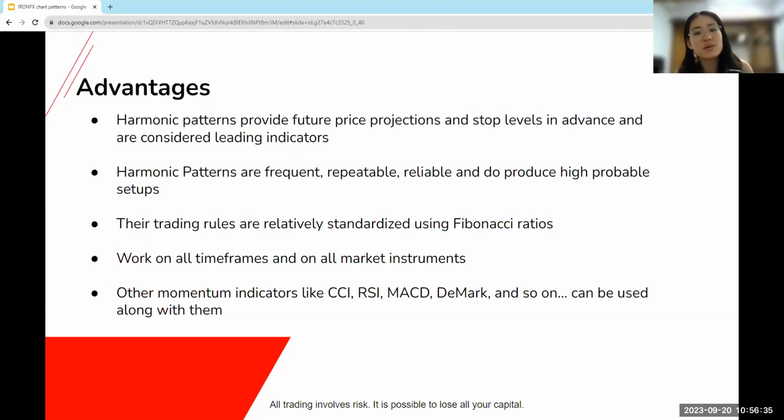Okay, just some advantages and disadvantages for you to take note of. They are repeatable, reliable, and do produce high probable setups. They provide future price projections and stop loss levels as well. They can be considered as leading indicators. Their trading rules are relatively standardized since we're using Fibonacci ratios. And they work on all time frames as well.